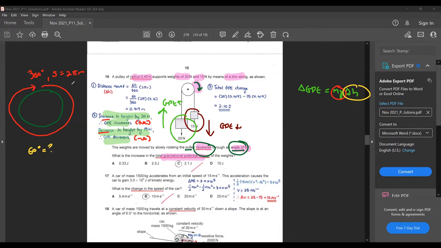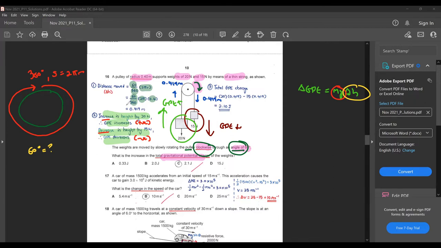So you do something like ratio, where you say that 60 over 360 times 2 pi r, you sum in the values, you're going to get the answer is 0.419 meter. Okay. This is the distance with which you would have moved. Your pulley would have moved a distance of 0.419 meter. So it also would mean this now. Your weight 15 Newton would move down by a distance of 0.419 meter. Your weight of 20 Newton would have moved up by the same distance of 0.419 meter.